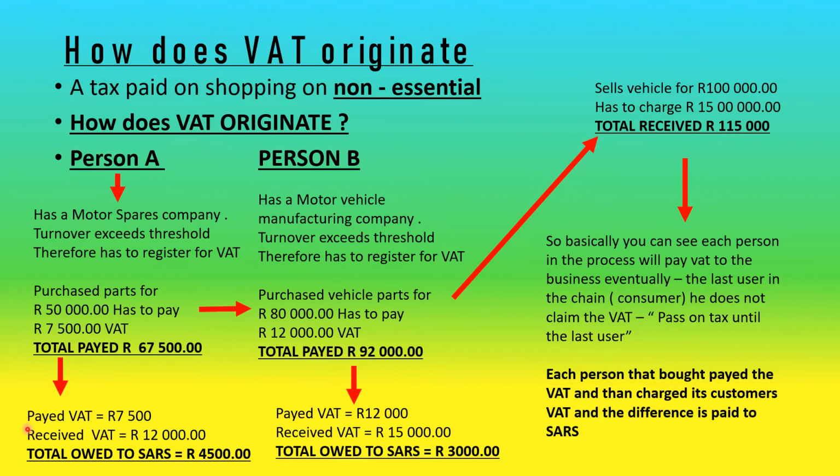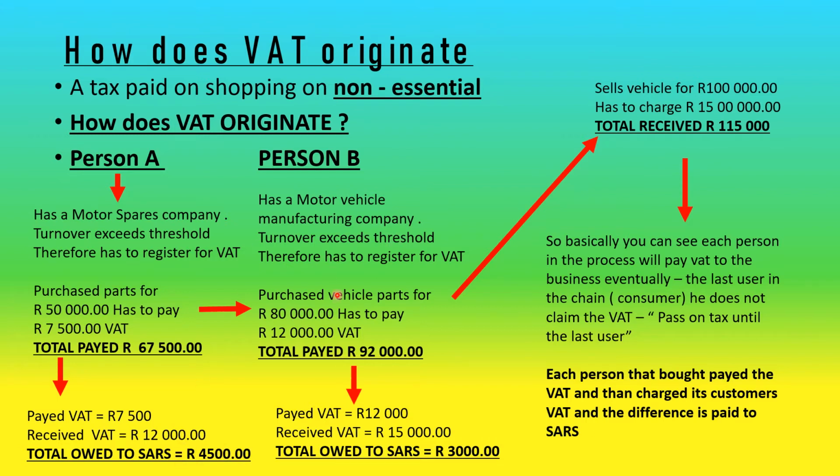As a result, person A, when he bought the items, paid 7,500 Rand VAT, and when he sold the items he received 12,000 Rand VAT. And as a result, he now has to pay SARS a sum of money.